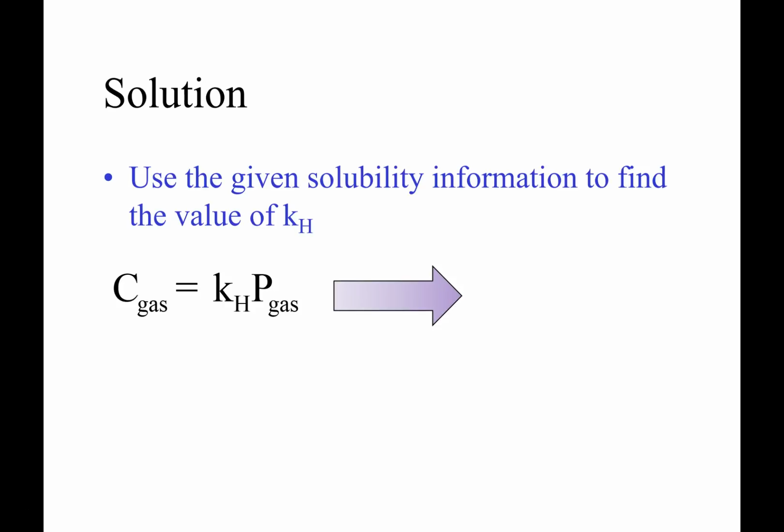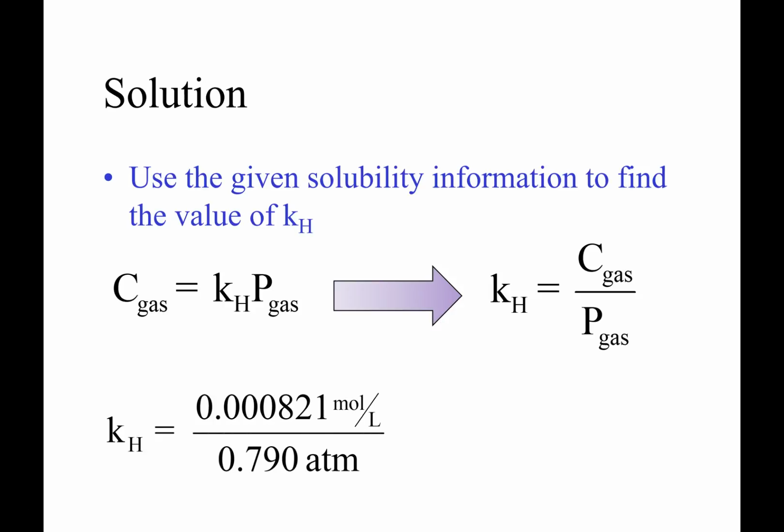So we can rearrange this to solve for Henry's law constant, and it looks like this. Henry's law constant is the solubility of the gas divided by the partial pressure of the gas above that liquid. This would be the soda pop.